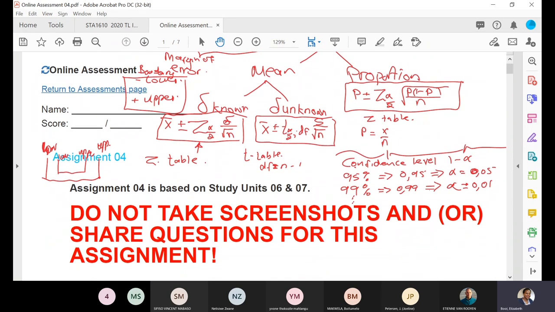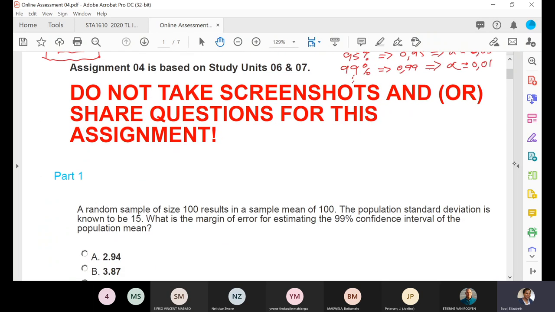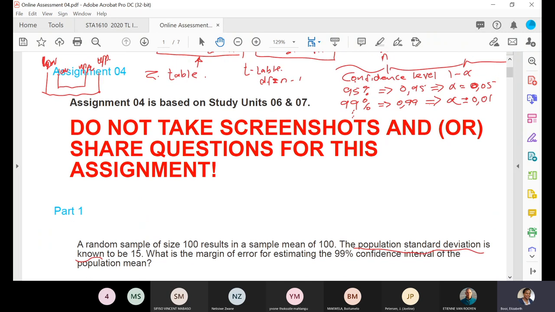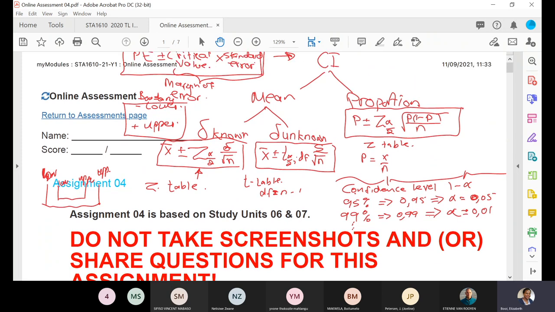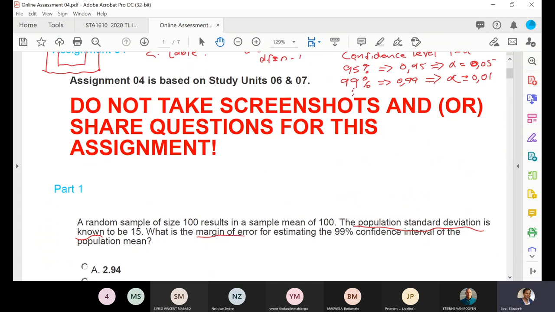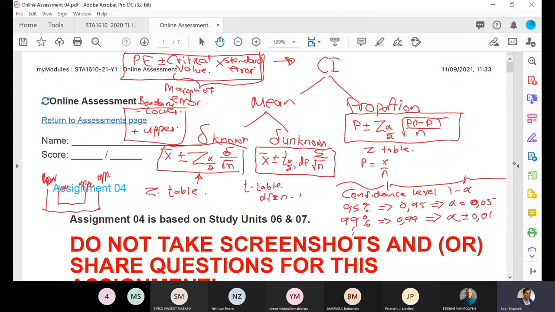If you're doing the confidence interval for the mean, the next question is, is the population standard deviation known or unknown? They told you the population standard deviation is known, or they even gave it to you. Sometimes they will not say it is known, but they will just give the population standard deviation, and you know that it is known. So we're using Z. And the question is asking us to calculate the margin of error. Therefore, remember the margin of error is your critical value times your standard error.